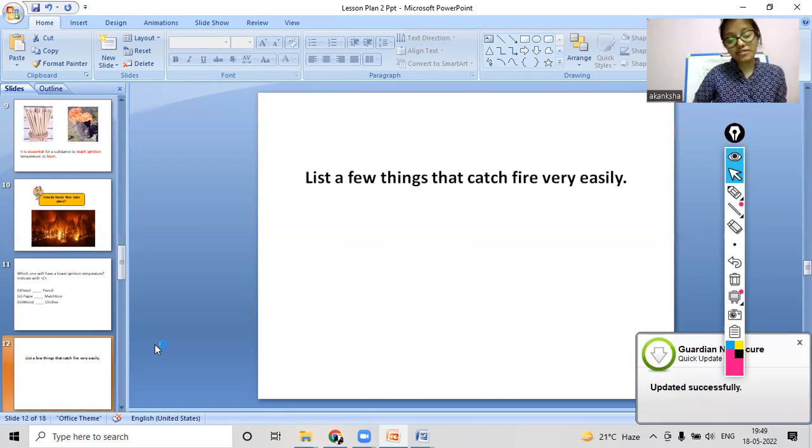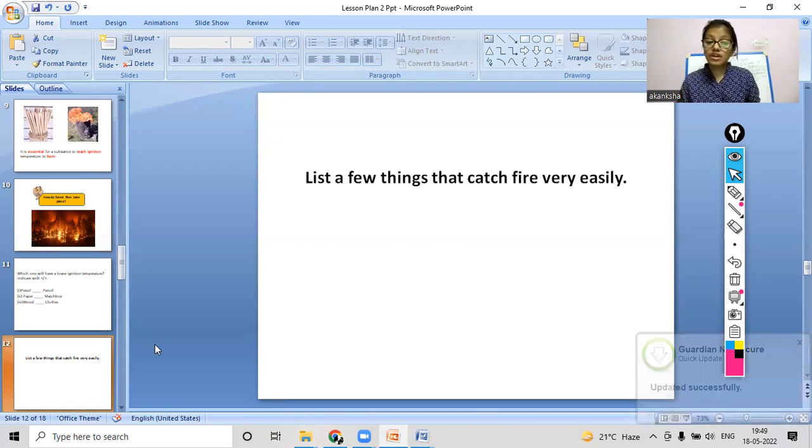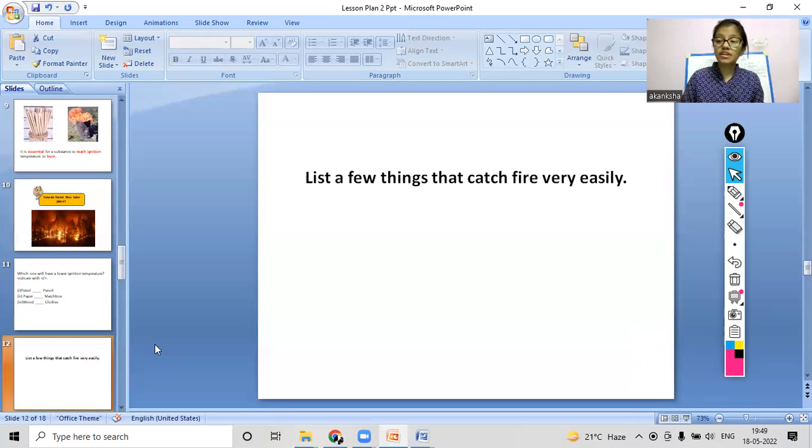Someone is writing coal can catch fire very easily. Okay, wood also catches fire easily. Okay, yes, petrol, diesel, fuel, they will catch fire very easily. Paper also catches fire very easily, and coal tar also. And LPG gases also catch fire very easily. The metal things don't catch fire that easily. The glass things also don't catch fire easily. Yes, you all answered it correctly.